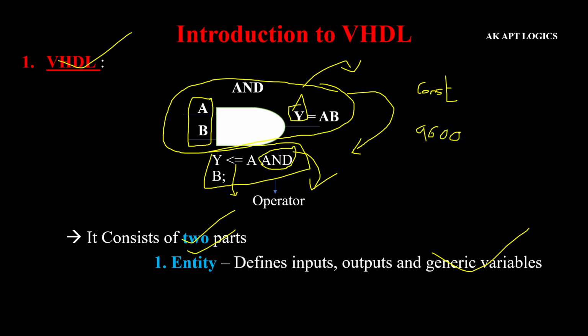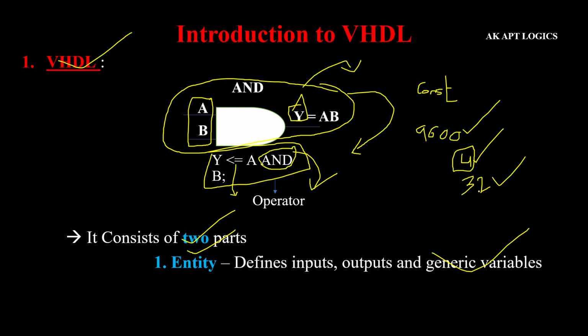Generic variables are used for declaring this type of constant values like a baud rate generator, or if you want to design parameterized designs. Parameterized designs means it will work for any bit value. For example, if you have a 4-bit ripple carry adder, it will work for only 4 bits, right? If you want to make it 32-bit, you will instantiate this 4-bit ripple carry adder several times, and you will get the 32-bit ripple carry adder.